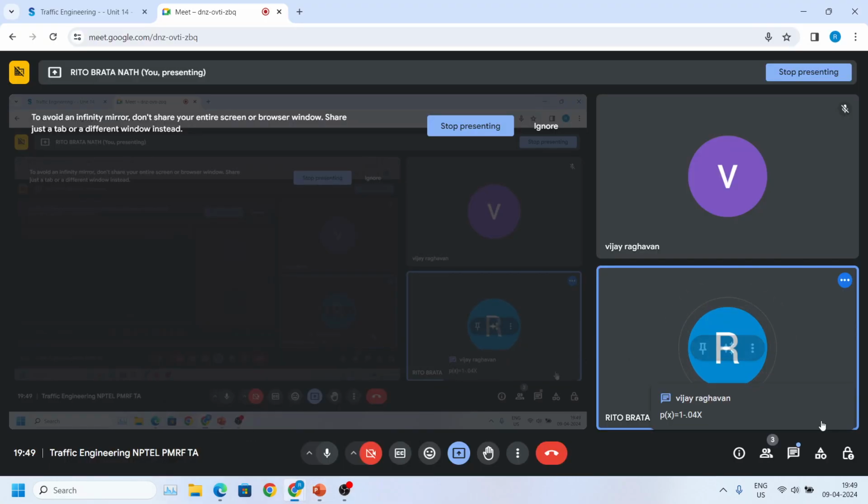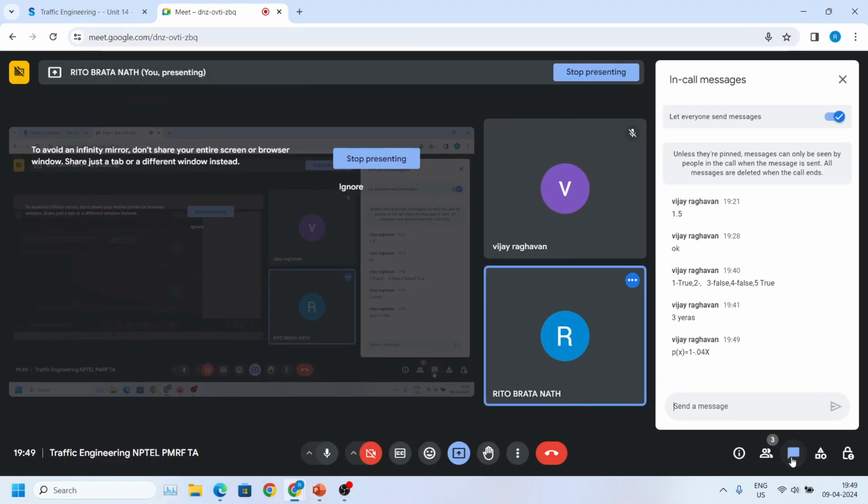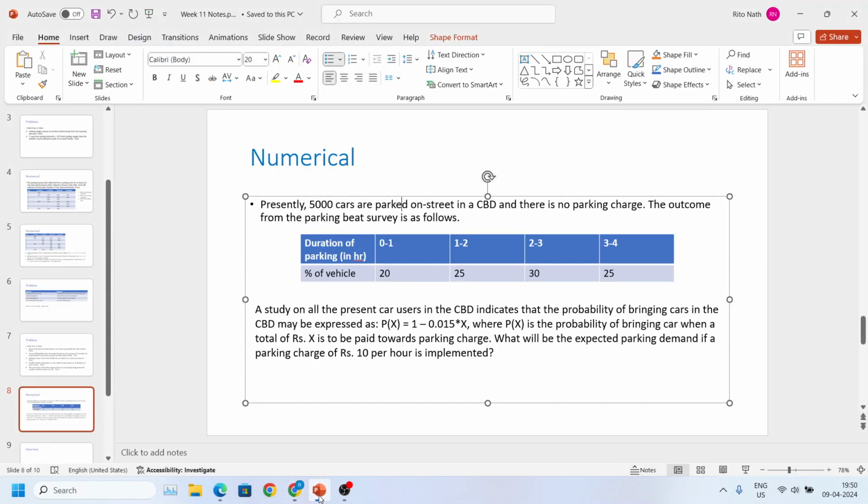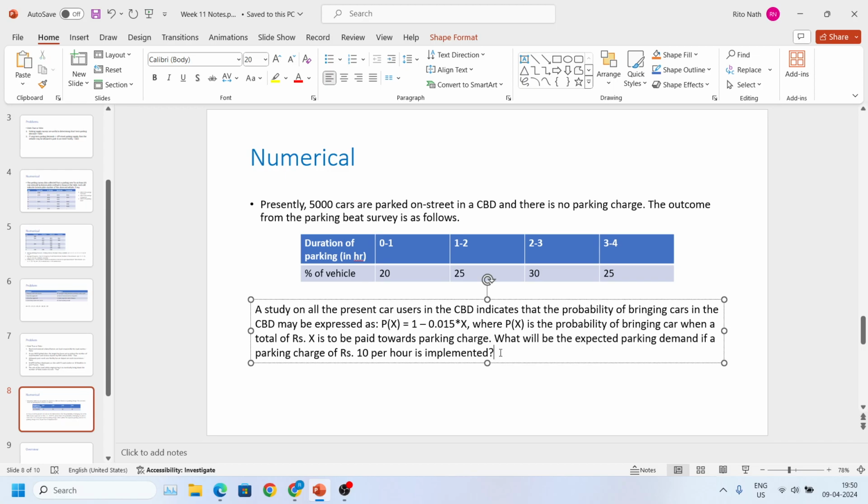So let's see. Why 1 minus 0.04x? Oh, the problem data is different here. It's not like whatever is in the assignment. The expression can be anything. Yeah, in the slides, I think it was 0.04. So that's another thing. Yeah, you can try to solve it. I'll wait for a few more minutes and then solve this.